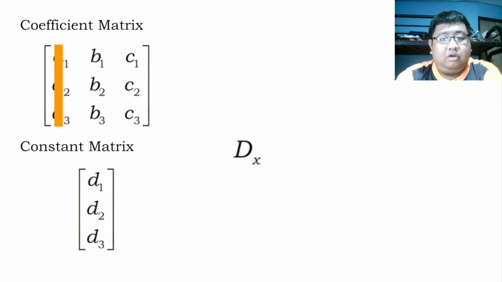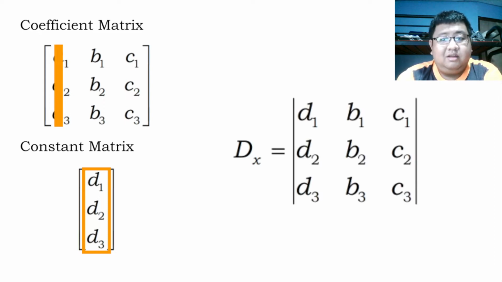However, you're going to replace your a's, your coefficients of x, with the constant matrix. I repeat that. You're going to replace the first column with your constant matrix. Yung coefficients ng x, papalitan mo ng constant matrix. Kaya ganito itsura niya. Yung mga D ang nandyan na. The D's have already replaced the A's. That's for dx.